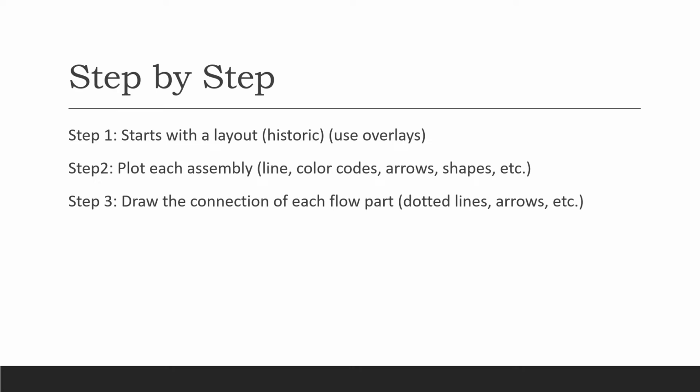This is the outline of the step-by-step flow diagram. If we recall, we start with the layout. We use the overlay for the complicated layout. We plot the assembly line using these, and then we draw the connection of each flow.